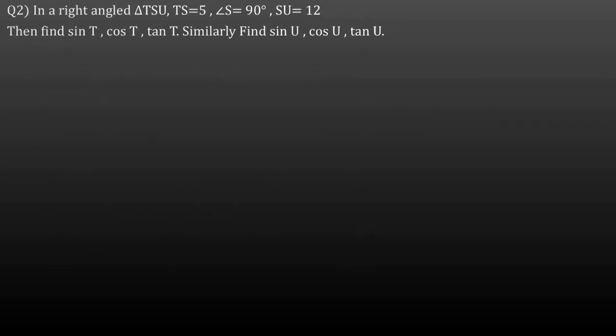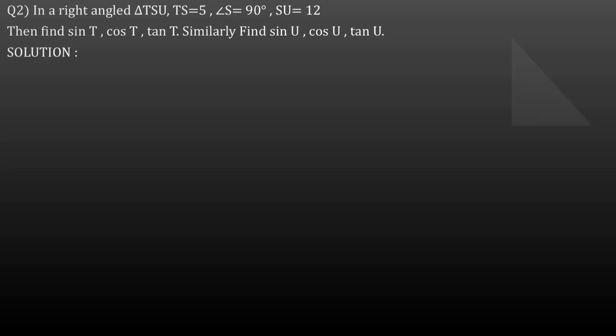Next question is, in a right angle triangle TSU, TS is equal to 5, angle S is equal to 90 degree, SU is equal to 12, then find sin T, cos T, tan T. Similarly find sin U, cos U, tan U. Now we have to find all the 6 values of all these 6 ratios.